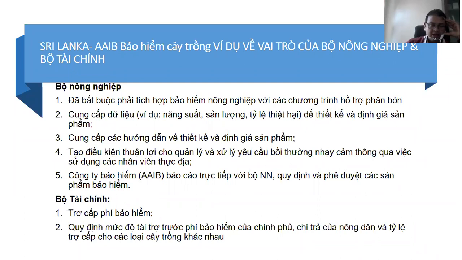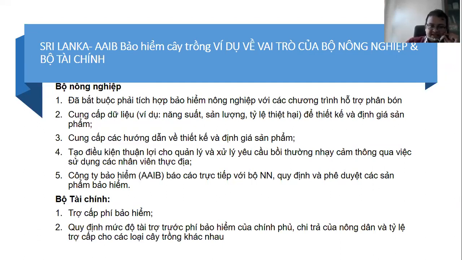They also provide data for the design and pricing of the products. For example, they provide the agriculture yield data, production data, information on the damages experienced, and so on. They also provide guidelines on the product design and pricing. So they provide guidelines on what they would like the product structure to be, and even the pricing, they provide the rates that can be charged. So it's more of a tariff based approach, with rates given by the government. That is not always the best approach, but that's what they do in this case.